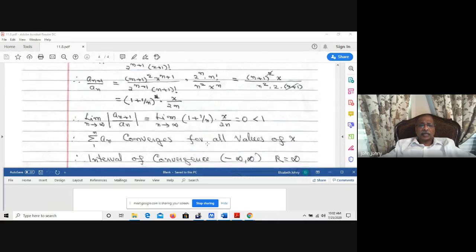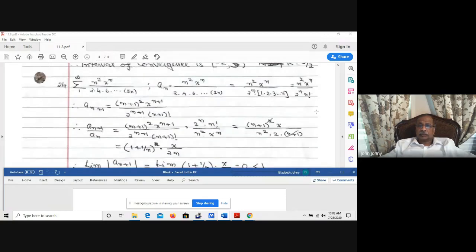Therefore, sigma an converges for all values of x. The interval of convergence is minus infinity to infinity, and the radius of convergence is infinity. I know this problem needs good algebraic skill, so you practice it.